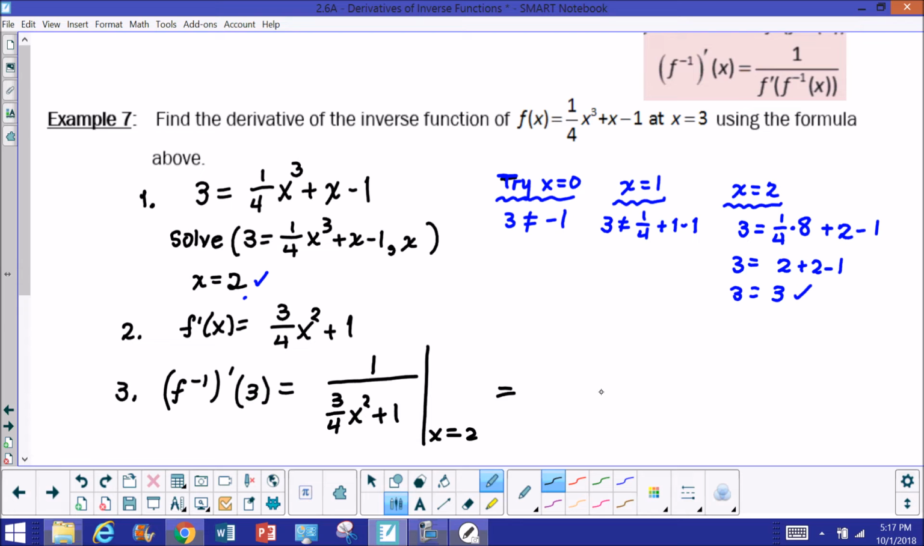We continue to work this. We get 1 over 3/4 times 2 squared, or 4, plus 1. The 4's cancel, and we get 1/4 for our answer. So this is an example of a problem that does indeed have a derivative value of an inverse.